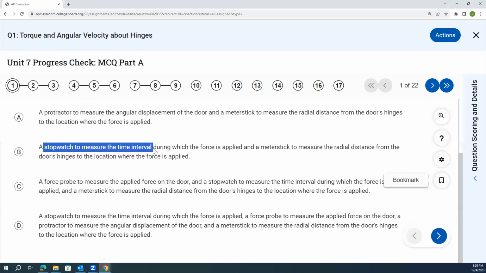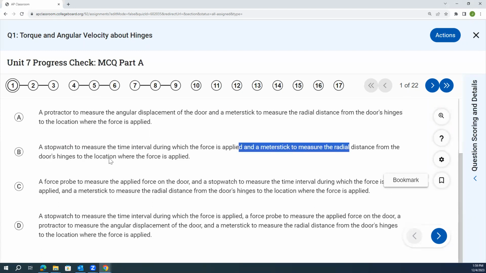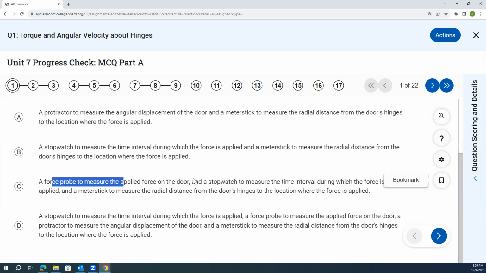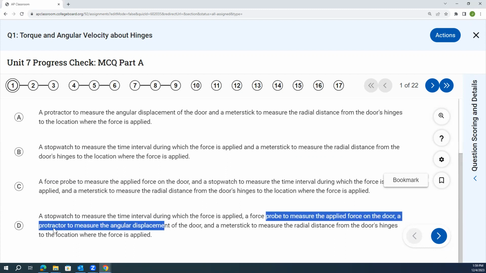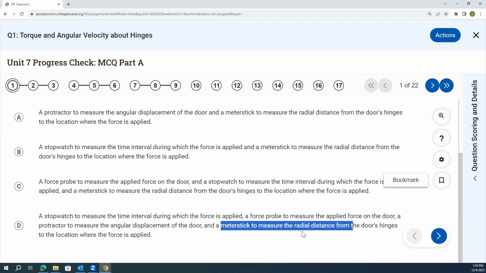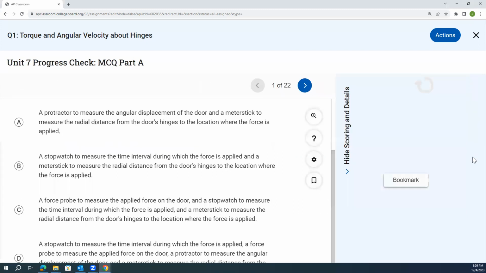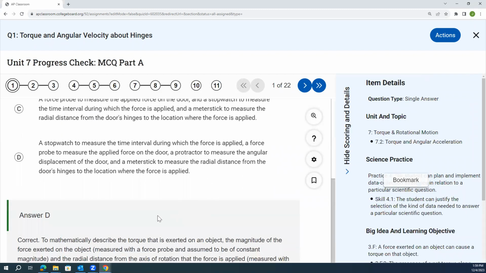A stopwatch to measure the time interval, true. Meter stick to measure the radial distance, true. But again, we're short a few materials. Force probe to measure force, stopwatch time, meter stick to measure distance. Okay, but it doesn't say anything about angle, so there's no way you could really get omega, right? Okay, stopwatch for time, force probe for the force, protractor for the angular displacement, meter stick for the radial size. Option D, I think, has all 4 parts that we need. Right? Yeah, answer D.